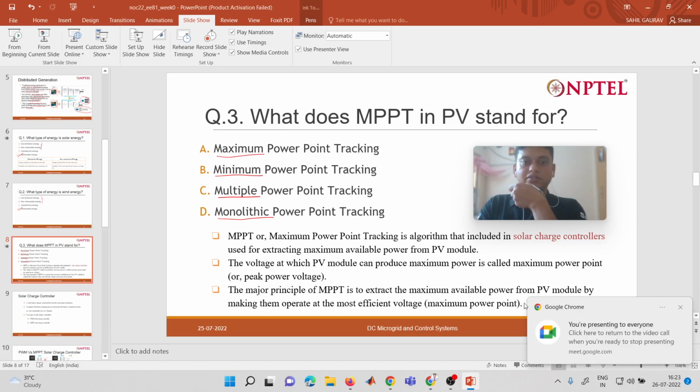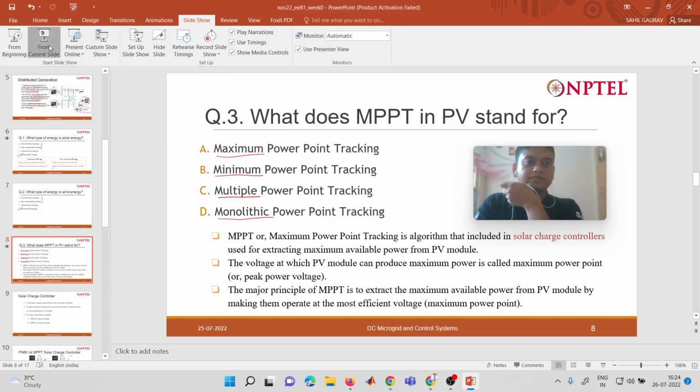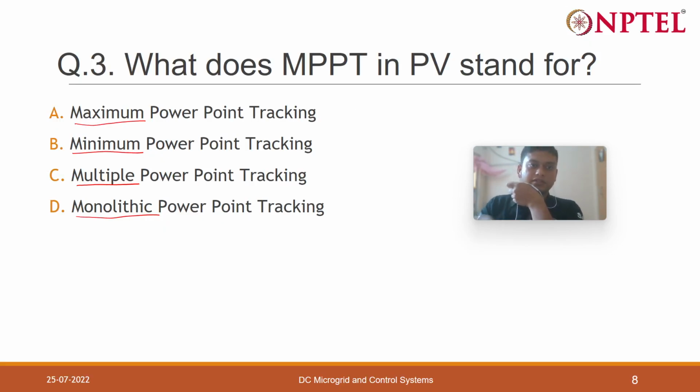So the question was, what does MPPT in PV stand for? That is a term related to PV systems or wind systems. If we have a wind power plant, there is also a need to include MPPT, so it is also related to the wind power plant system. So the correct answer is maximum power point tracking.